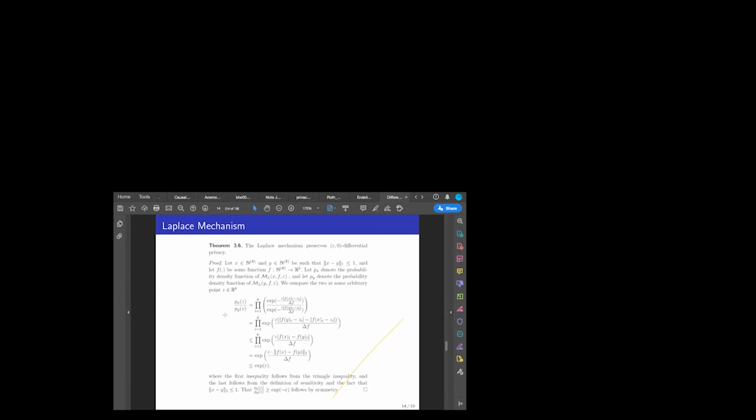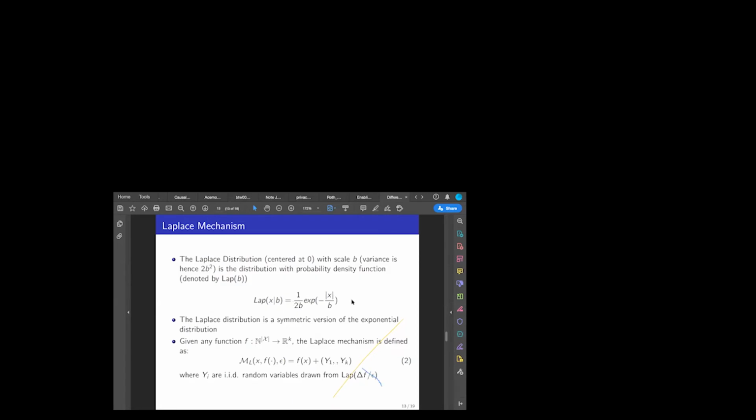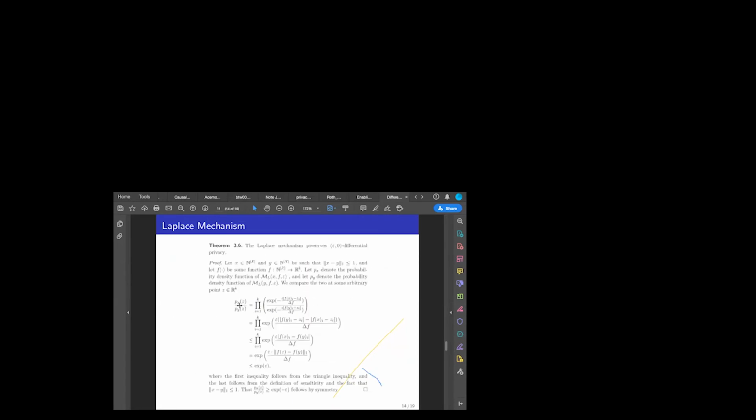So taking the ratio of the two probability density functions, based on the form of the Laplace distribution, which is this, we get a ratio of the probability densities. Now if we have k IID random variables, the probability density of that random vector just boils down to the product of their probability densities, because they happen to be independent and identically distributed.